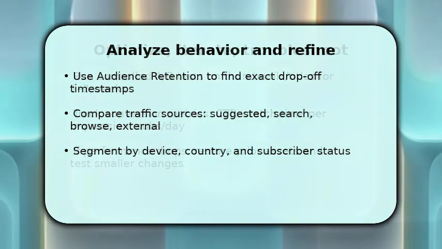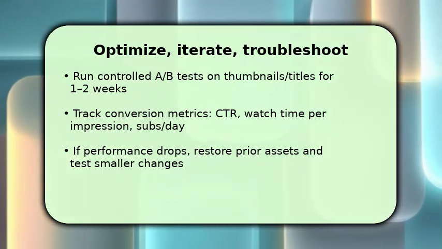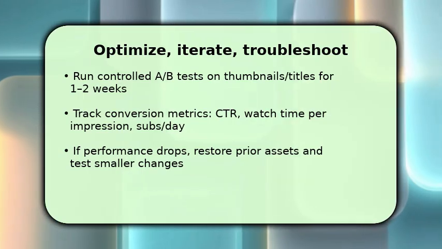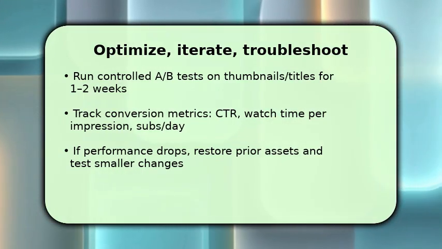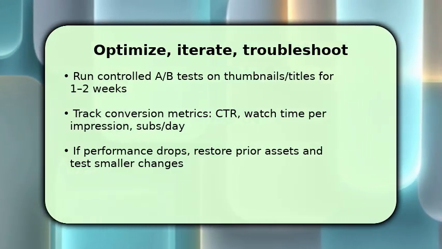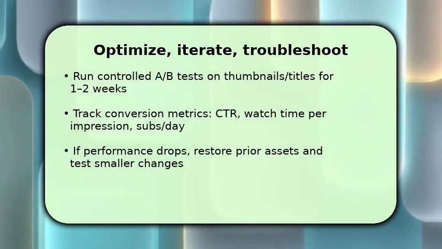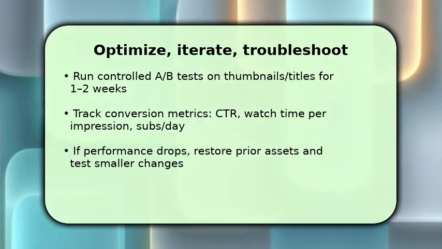You implement controlled A/B tests on thumbnails and titles for 1 to 2 weeks, measuring CTR and watch time per impression so you know what truly moves the needle. Next, prioritize videos that lift subscribers per day and allocate promotion budget or end screen links accordingly. Once you have wins, roll successful elements into similar videos.